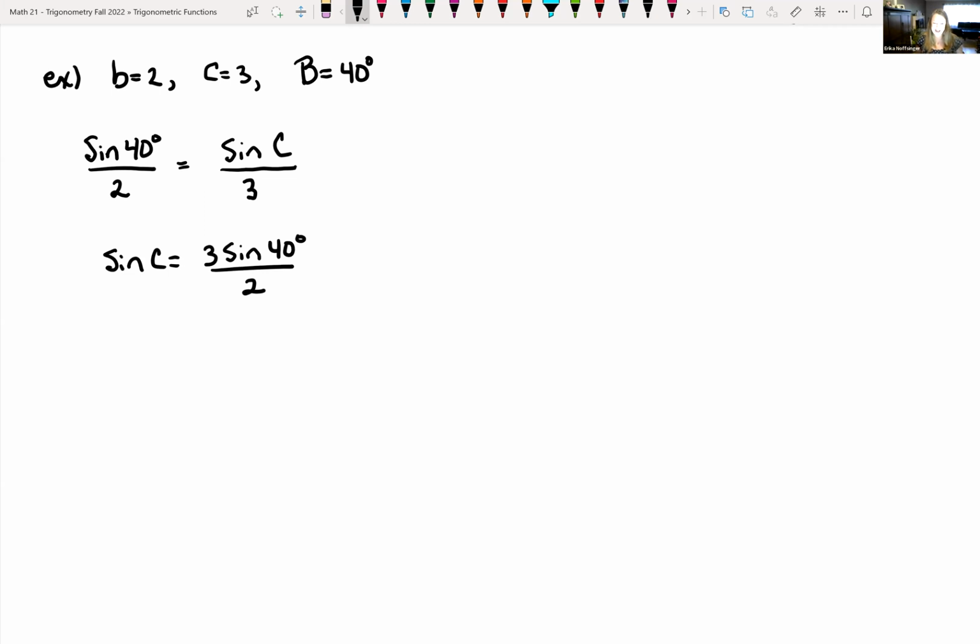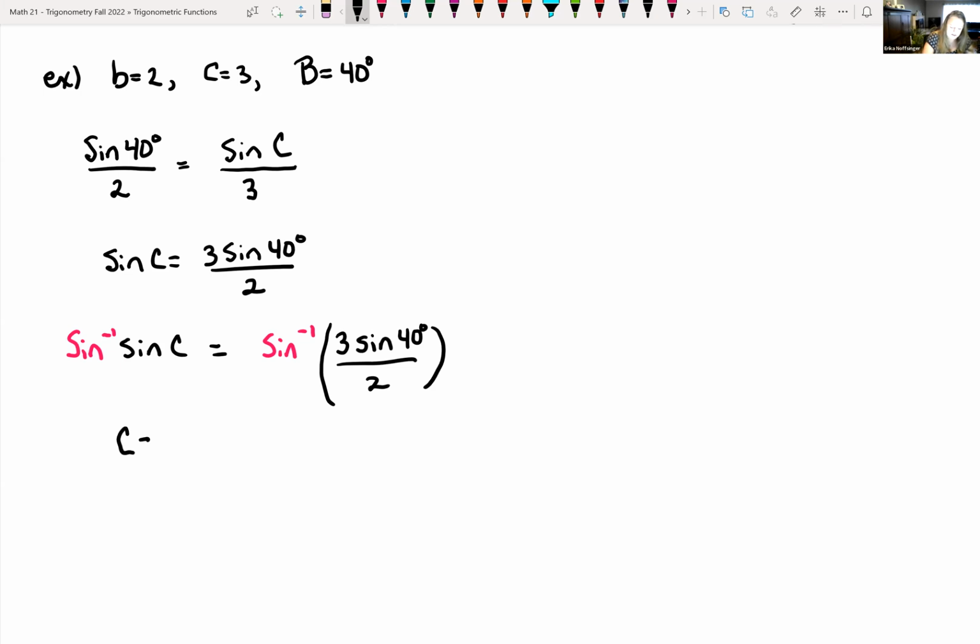I don't want sine C, I just want angle C. So I know that I can take the inverse sine of both sides of my equation. And so doing that, I get sine inverse of sine of C. This is equal to sine inverse of 3 sine of 40 degrees, all over 2. So angle C is equal to the sine inverse of 3 sine of 40 degrees over 2. So let's plug this into our calculator.